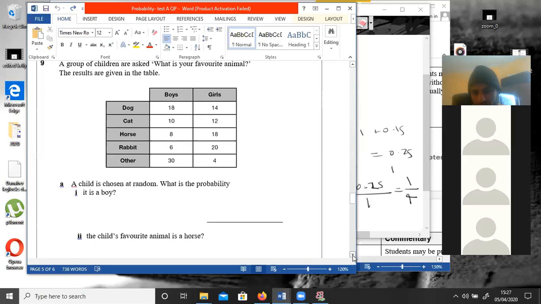You have to add up all of the people, yes, you have to add them all up, and then put the boys out of the total. Does that make sense, Samar? Samar? Yeah. Okay, good.